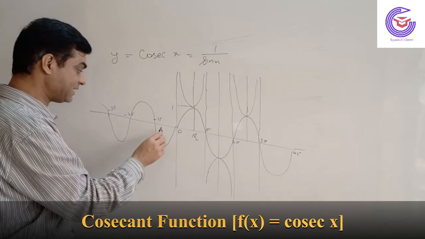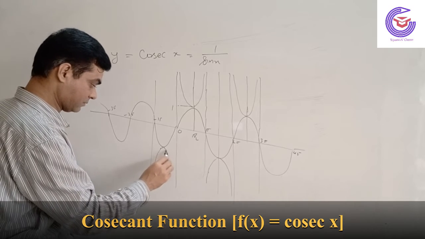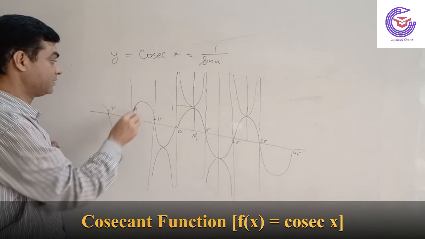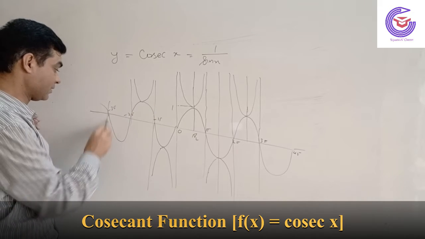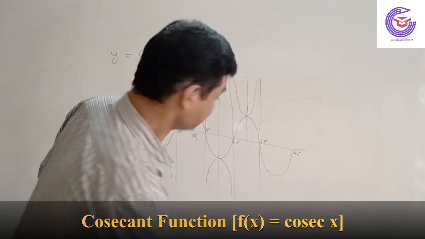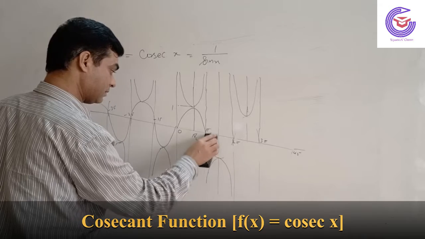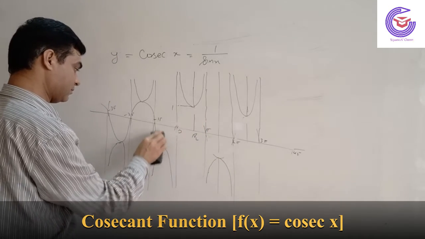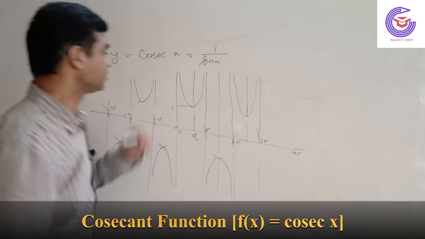On the negative side, here, so this is your graph of cosec x. Just remove the sin x part. So if you remove this one, this is your graph of cosec x.